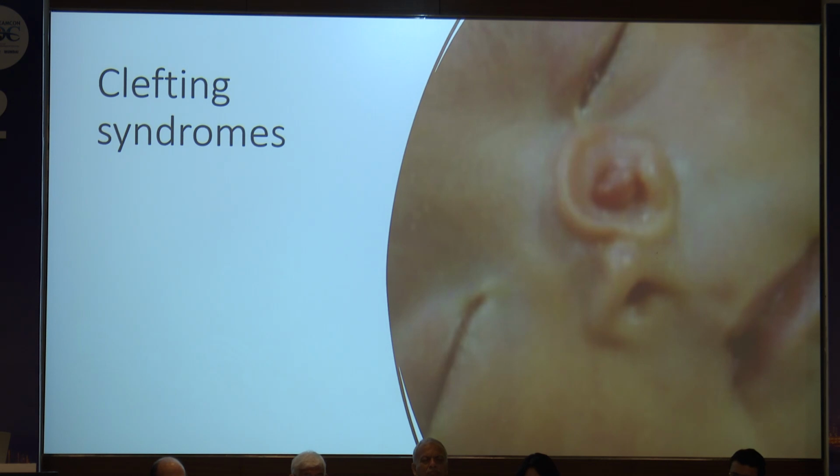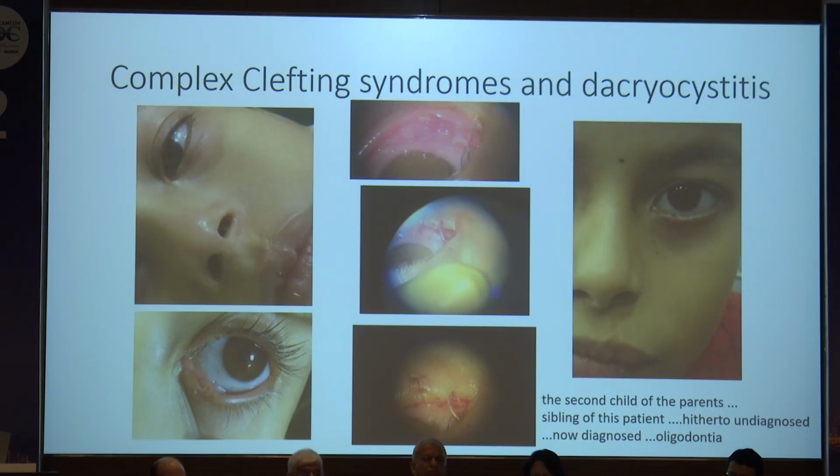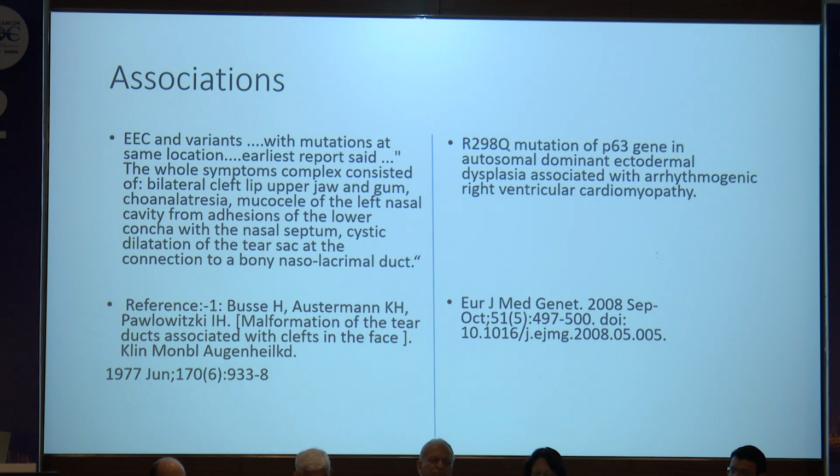Clefting syndromes, these are situations where you would not do a surgery in this particular patient, whereas in other cases you would see that this is a clefting syndrome with a cleft lacrimal sac, cleft canaliculi, and nose and lip and palate. But the surgery was a success because we got to know about that, and also in the sibling. The associations are with these conditions, EEC syndromes, clefting, R298Q can have a right ventricular cardiomyopathy. So you have to be careful. You would like to treat the patient, but you don't want to kill the patient.